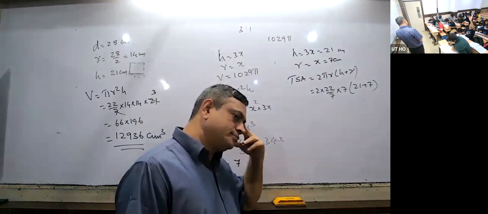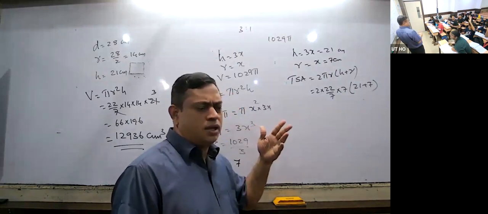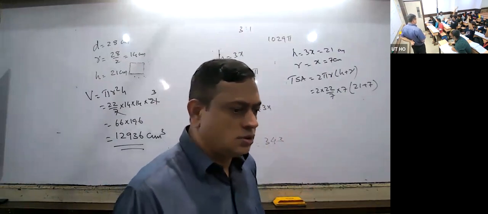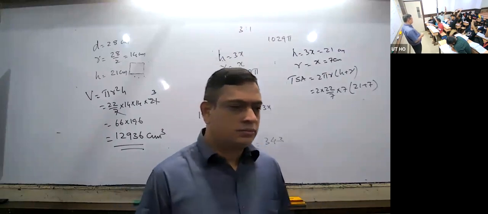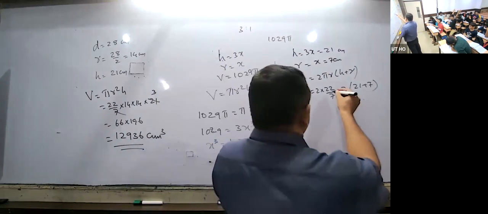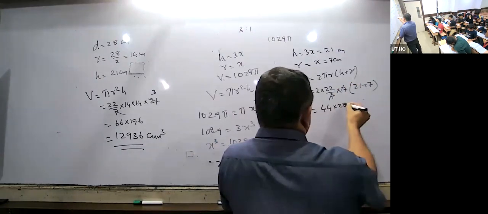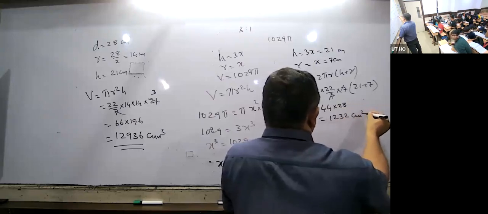Done. One is carrying the page. Sir, that's it. 44 times 28. We are the same. Done now. First question you are done. 132 centimeters square.